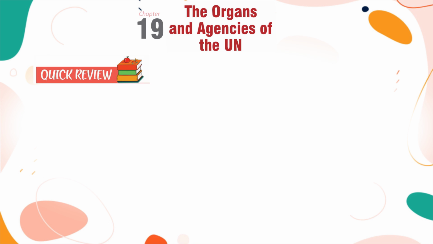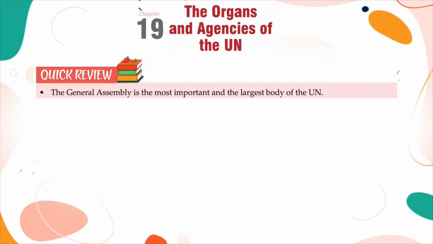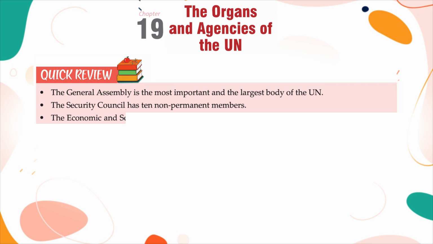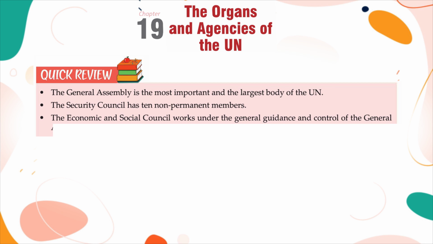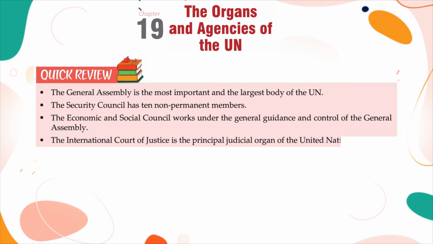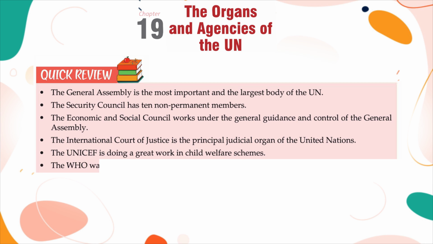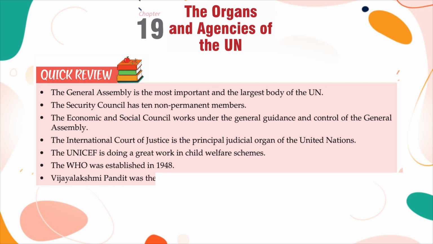Quick review. The General Assembly is the most important and the largest body of the UN. The Security Council has 10 non-permanent members. The Economic and Social Council works under the general guidance and control of the General Assembly. The International Court of Justice is the principal judicial organ of the United Nations. The UNICEF is doing a great work in child welfare schemes. The WHO was established in 1948. Vijayalakshmi Pandit was the first woman president of the UN.